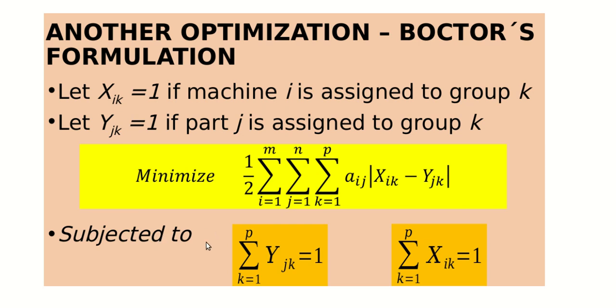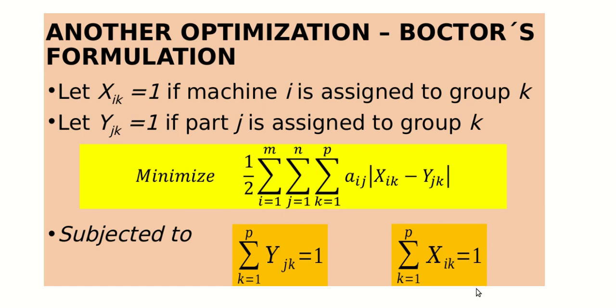Finally, the restrictions. What are the restrictions in our case? Summation of yjk equal to 1, summation over k for every j. What does this restriction essentially assure? This restriction essentially assures that each part is going to be assigned to just one group. The same for machine. Summation of xik, summation over k from 1 to p for every i should be equal to 1.